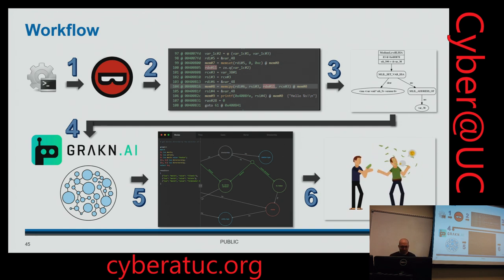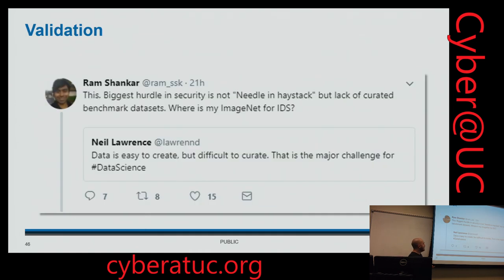Now, the problem here is a common data science problem, and we see it in computer science as well: data is really easy to create, but really difficult to curate. So it's really hard to have a ground truth for the vulnerabilities that are out there. Nobody is creating a database of vulnerabilities, or are they?